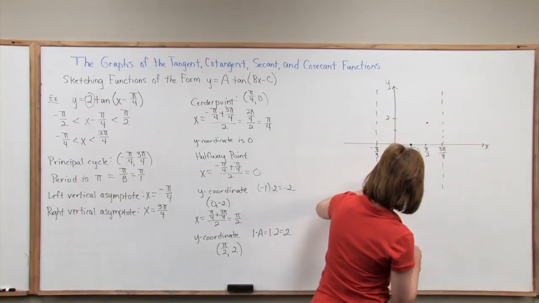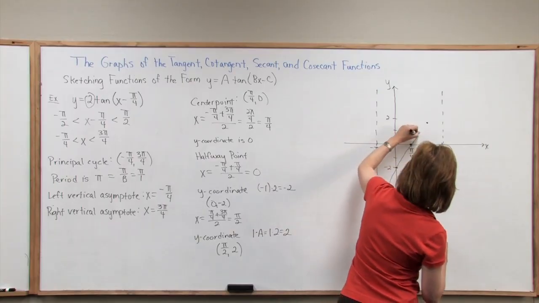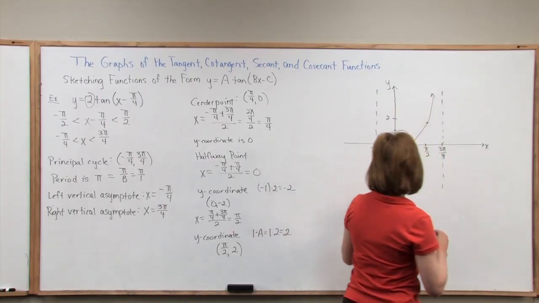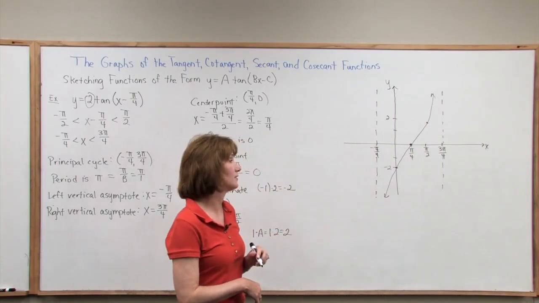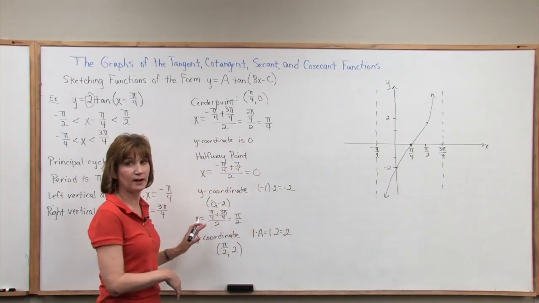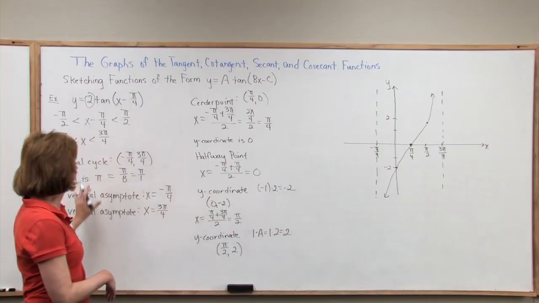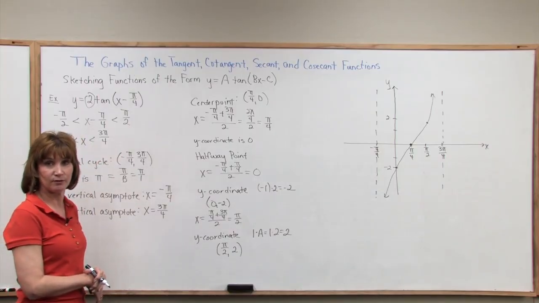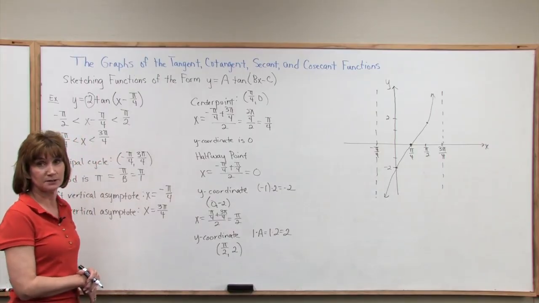So I can see that the graph will look like this. This is what this one cycle will look like for this particular tangent function. Very important that you remember how to find these points and how you find the principal cycle and the left and the right vertical asymptotes.